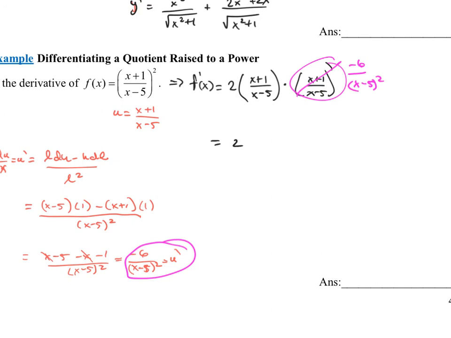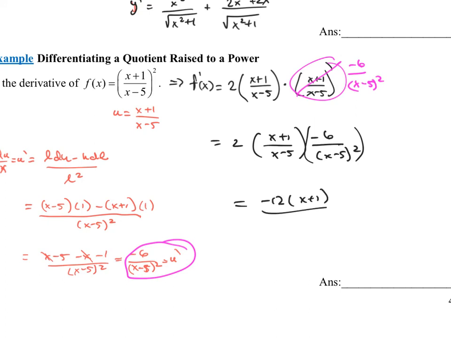So what I really have is a 2, I have an x plus 1 over x minus 5, and then I have a minus 6 over x minus 5 quantity squared. Let's clean that up a little bit. Negative 6 times 2 would be a negative 12. We still have the x plus 1 on top. And then on bottom we have x minus 5 times x minus 5 squared. So that would be what? x minus 5 quantity cubed. Nothing simplifies, nothing cancels. Looks good to me right there. There's our final answer: negative 12 times the quantity x plus 1, all over x minus 5 quantity cubed.